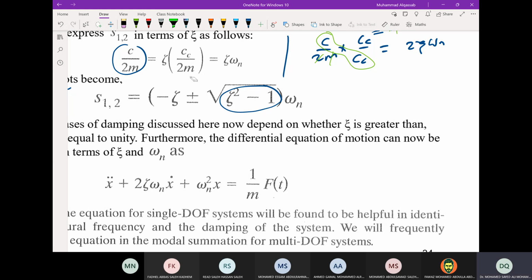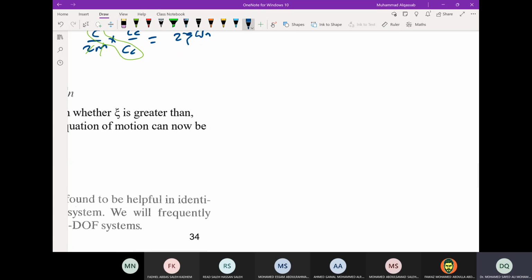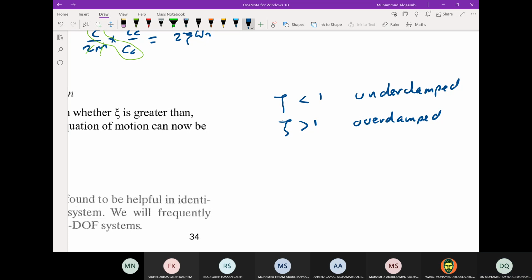So now we can determine the 3 cases, which, in summary, can be compared with zeta. If zeta is less than 1, the system is underdamped. If zeta is greater than 1, this is overdamped. And you know what happens if it is underdamped or overdamped: oscillations for underdamped, no oscillations for overdamped. And if zeta equals 1, it means critically damped.